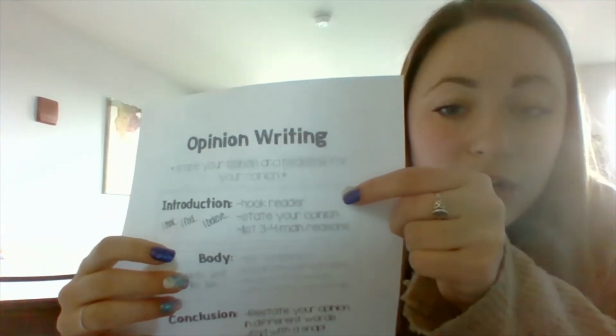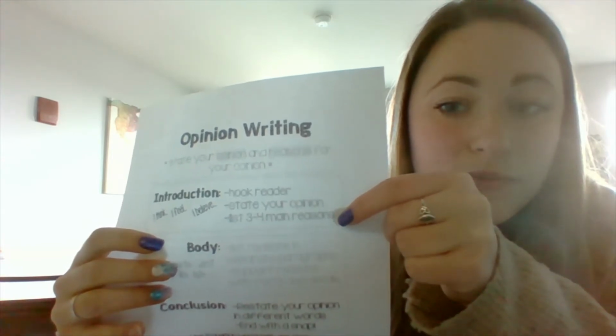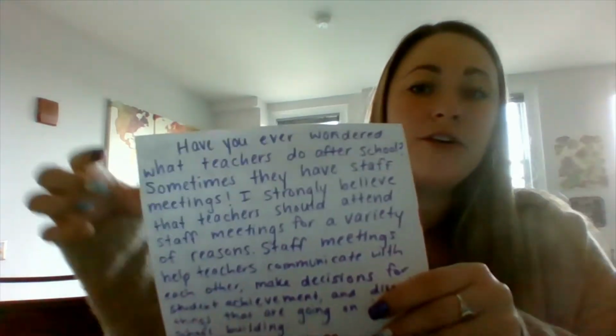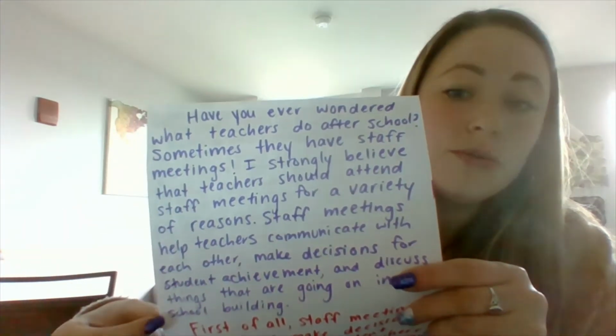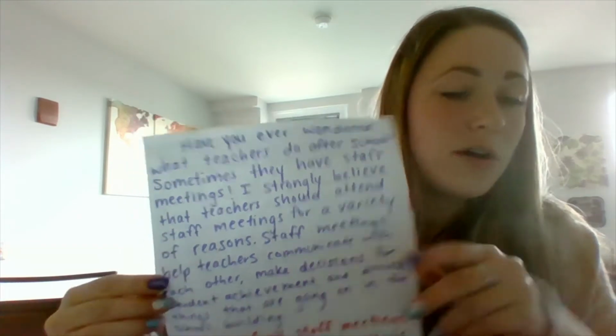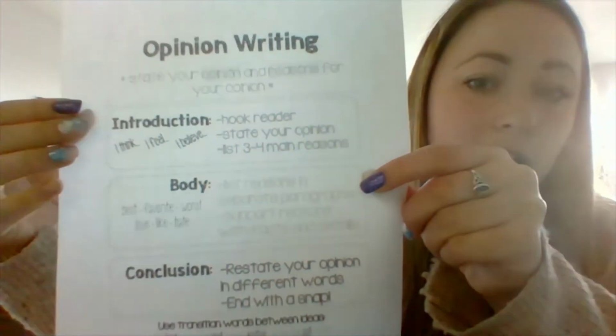I strongly believe that teachers should attend staff meetings for a variety of reasons. There I stated my opinion. I strongly believe, and I said my opinion on it. Here comes my reasons. Staff meetings help teachers communicate with each other, make decisions for student achievement, and discuss things that are going on in the school building. Those were my 3 to 4 reasons that I listed. So you need a hook, state your opinion, list your 3 to 4 reasons. That's your introduction. You should have an indent to start your paragraph, and you can just make your introduction with no other indents, okay?